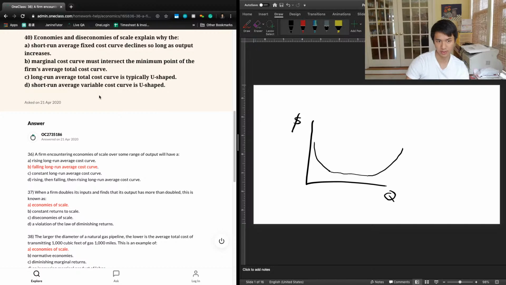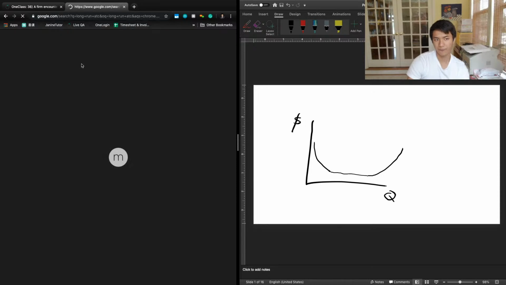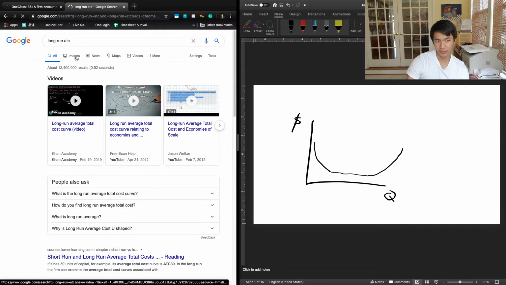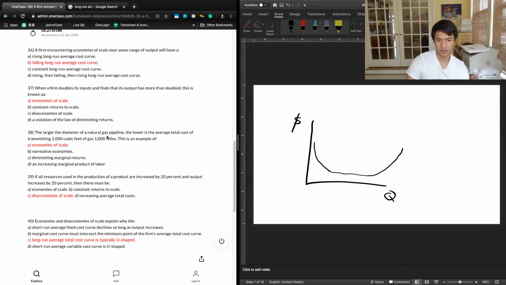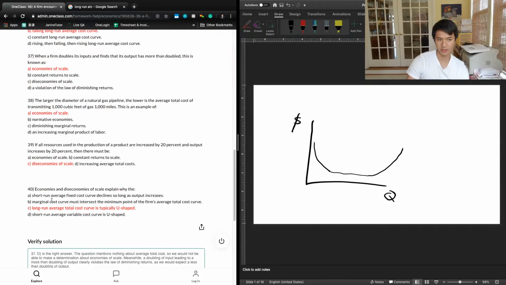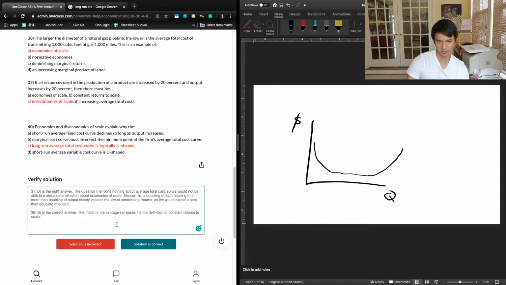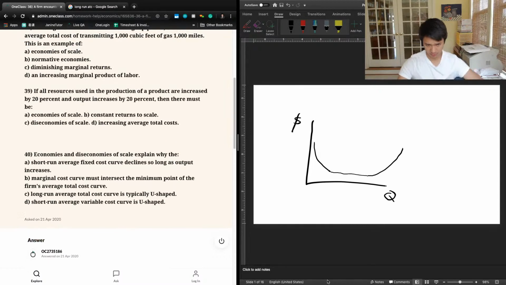And we can confirm this by looking at a graph that we can look up, and you'll see here that we draw that long-run average total cost curve as that U shape here. And so the correct answer would be C. Economies and diseconomies of scale explain why the long-run average total cost curve is typically U-shaped. And so that's going to be our best answer here. And so we're going to mark this solution as incorrect, and we can move on.